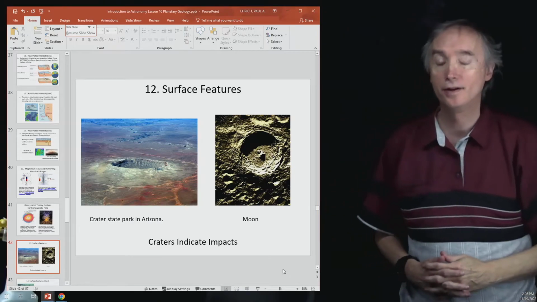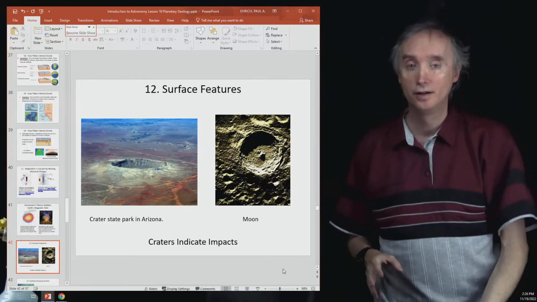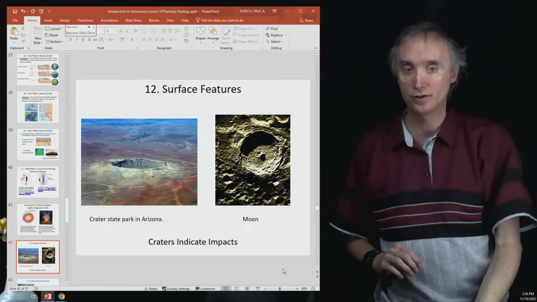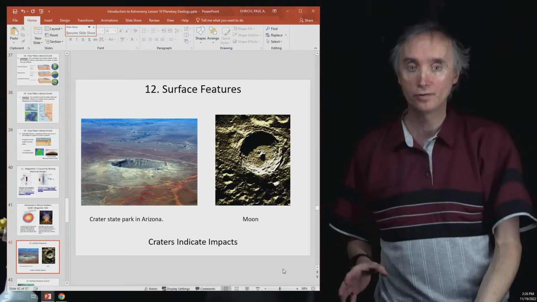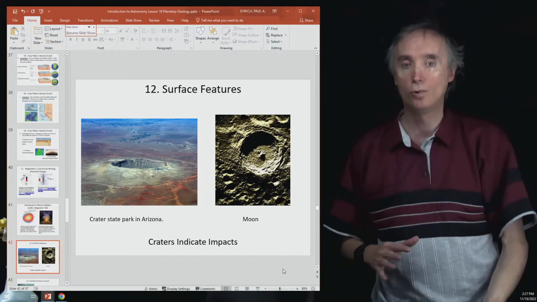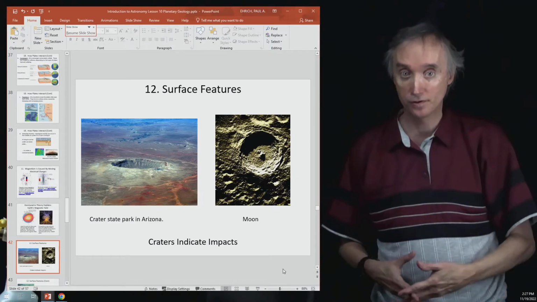I'm back, and now we're going to do our final part of this lesson on geology, and we want to talk about the surface features on Earth and other planets, and what that tells us about what caused the surface feature.